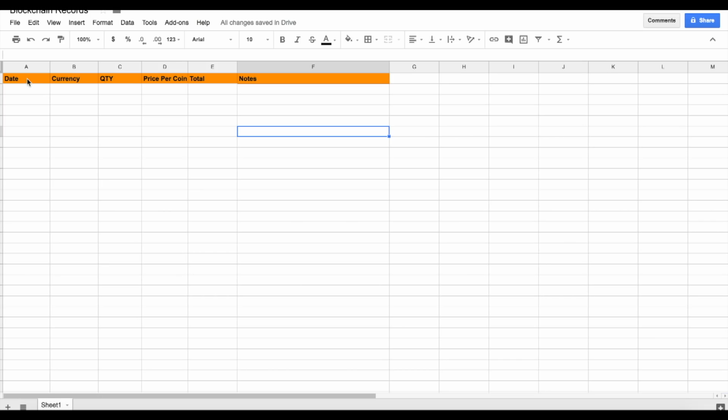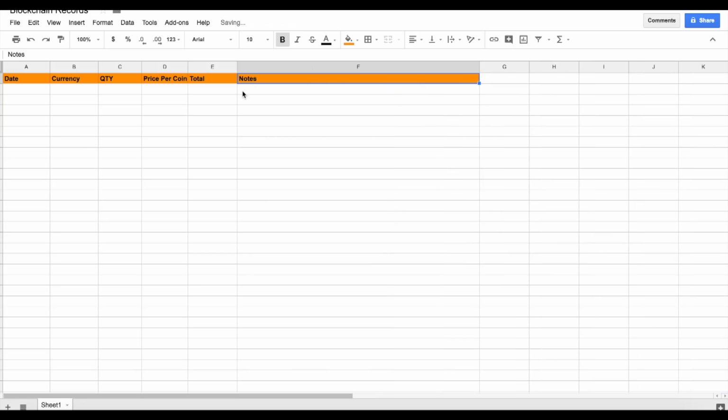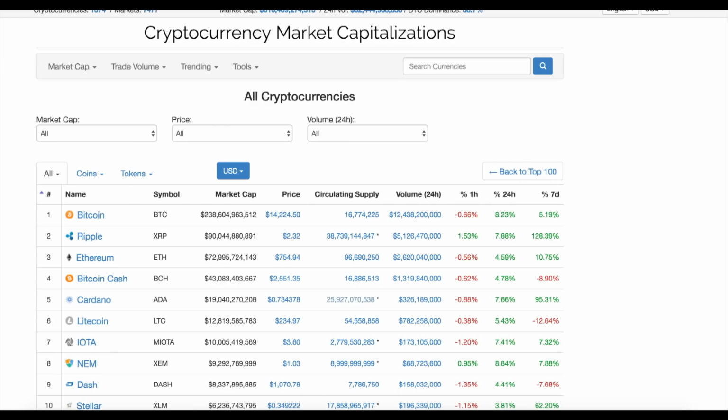So you're going to need to create a tab with columns called date, currency, quantity, price per coin, total, and notes. Notes are very important because as months go by, you're going to need this. So let's say today is October 10th, 2017, which it's not, but let's say it was. Let's say I bought one full Bitcoin on October 10th.